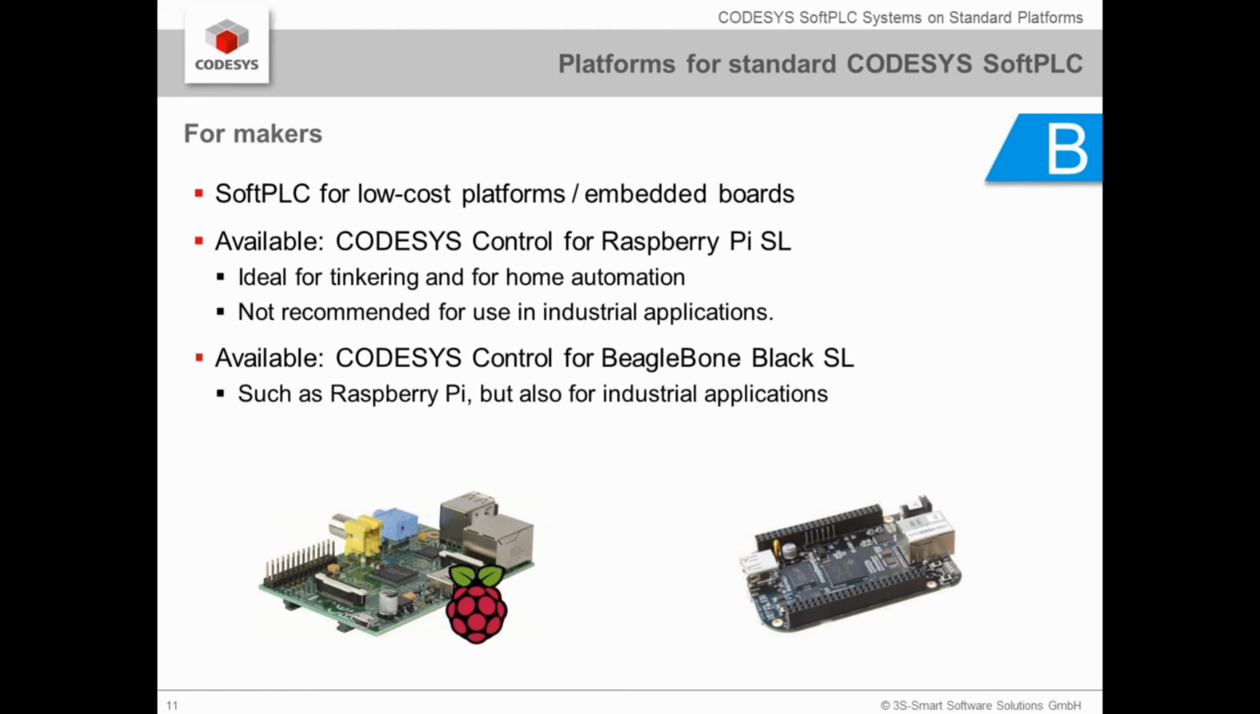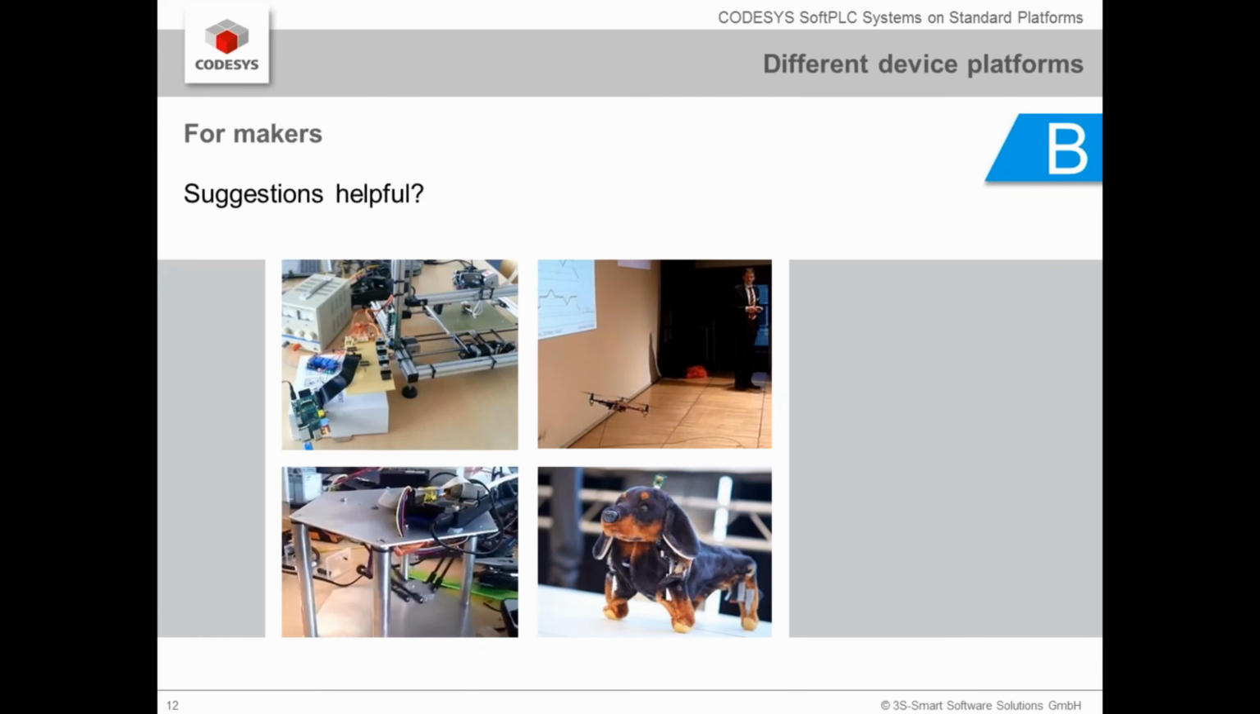But there's another board available since two weeks. It's the BeagleBone Black. It's somewhat similar to the Raspberry Pi, but a little bit more industrial. So with some special housing or some special I/O interfacing, you could as well use it for industrial applications. But for home automation or for tinkering, we have some suggestions.